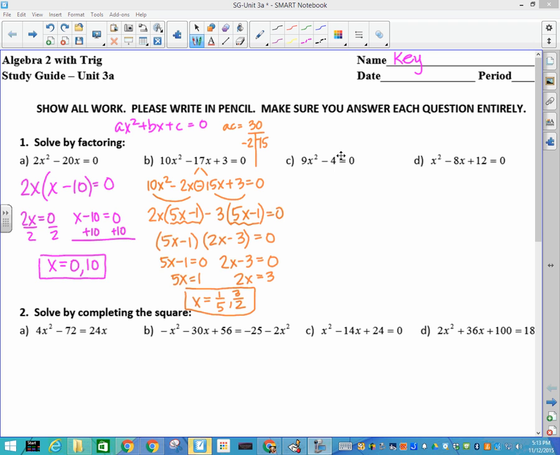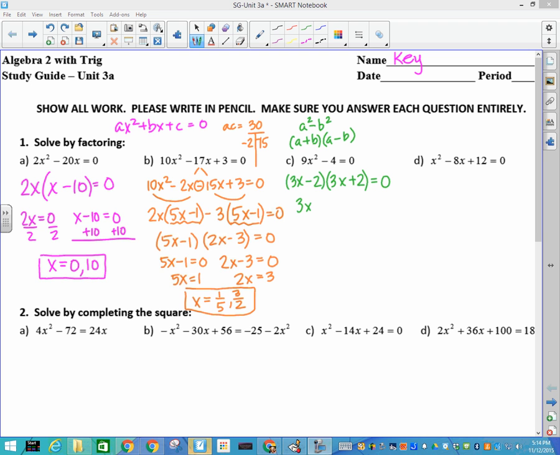Okay, 9x squared minus 4. There's more than one way to do it, but the directions say solve by factoring. So this needs to factor as 3x minus 2, because it's the difference of two squares. It's that a squared minus b squared, which becomes a plus b times a minus b. And I hope you realize that the order doesn't matter. It doesn't matter if I write minus and then plus. So that gives me 3x minus 2, 3x plus 2 equals 0.